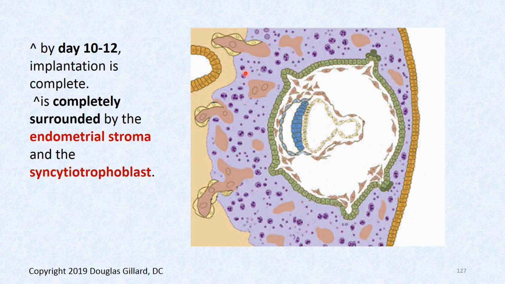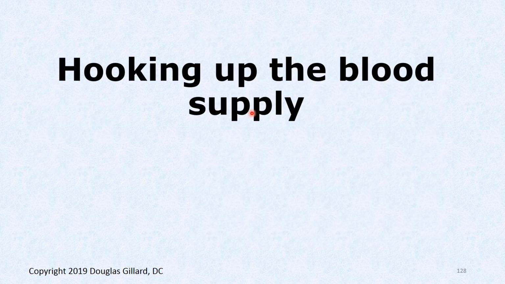And it's complete. Look at the cytotrophoblast. It went wild, hasn't it? All this purple completely surrounds it now. And we've got these lacunae. We'll talk about those next. But yeah, completely embedded.